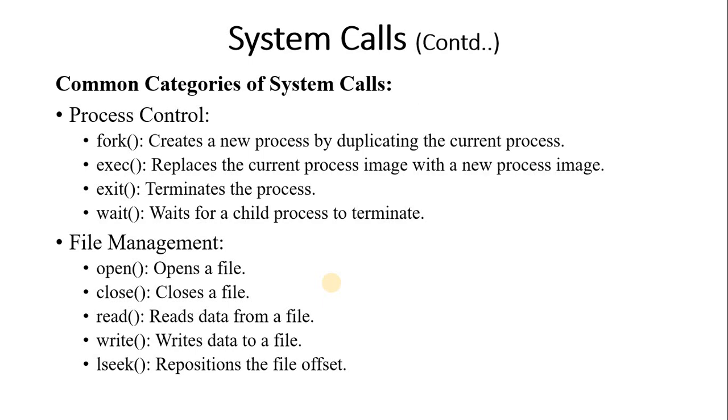So here you can see the different functions. The first one is open, which will open a file. The second one is close, which will close a file. Third one is read, which reads the data from a file. Fourth one is write, which writes the data onto the file. And the next one is lseek, which repositions the file offset.